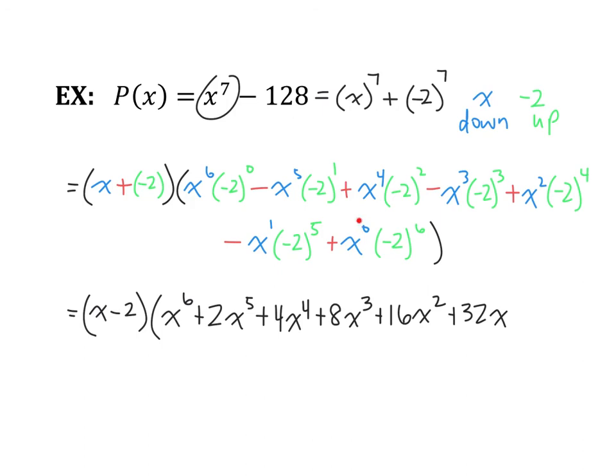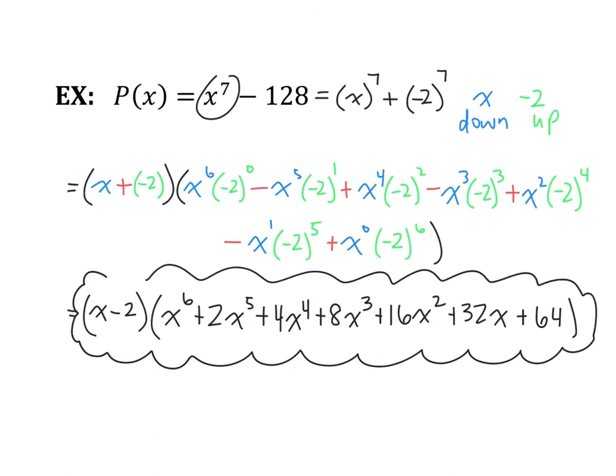And then finally, this x to the 0, that just is 1. Negative 2 to the 6th power, that's going to be positive 64 times 1 just stays plus 64. And now we are done.